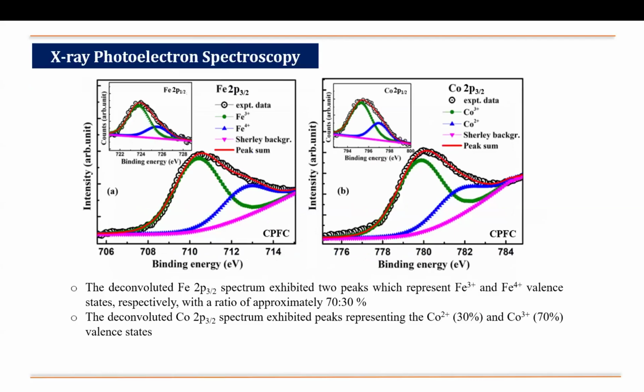Further, we have done X-ray photoelectron spectroscopy measurements to get some idea of the valence states of iron and cobalt in the system. We couldn't fit the X-ray photoelectron spectroscopy peaks to one single valence state of iron or cobalt. In case of iron, we could observe Fe3+ as well as Fe4+ valence states with a ratio of approximately 70:30. Similarly, in case of cobalt, we could observe the presence of Co2+ as well as Co3+ valence states, again in the ratio approximately 30:70.